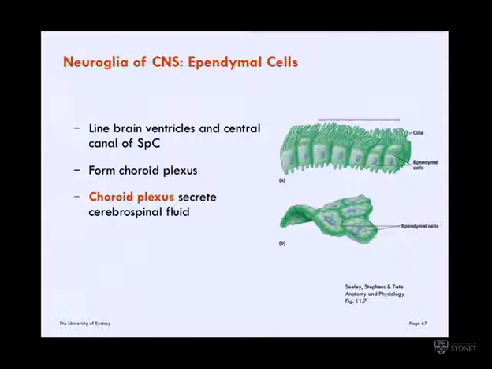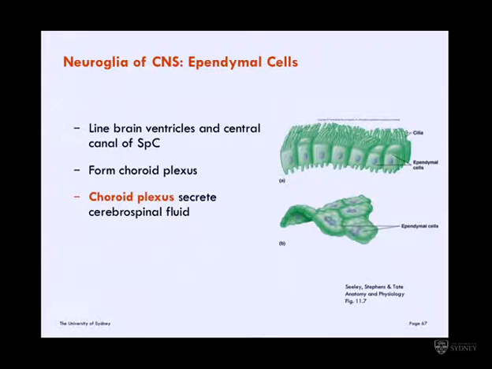Another type of neuroglial cell in the central nervous system are the ependymal cells. These cells are important. They line the ventricles. We'll talk about ventricles very shortly. They're holes that are located in the brain, and these holes are very important. They also line the central canal. So in the spinal cord, right down the middle, you've got this structure, about the size of a pin, a hollow tube going all the way down. Very small. It contains cerebrospinal fluid.